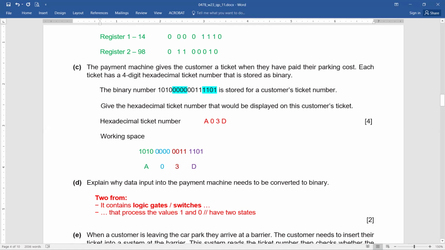8 plus 2 is 10, written here as A. All zeros means a 0. Then you can see 1 and 2, these 2 bits are on, it means a 3. And 8 plus 4 plus 1: 8 plus 4 is 12, 12 plus 1 is 13.